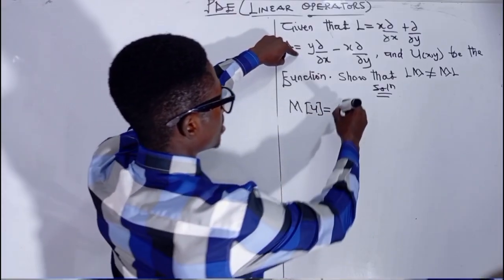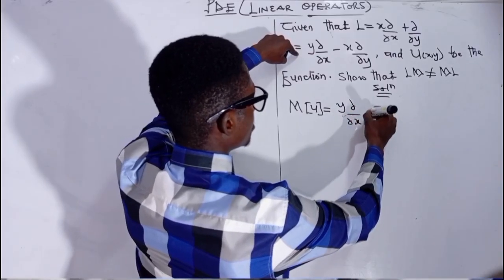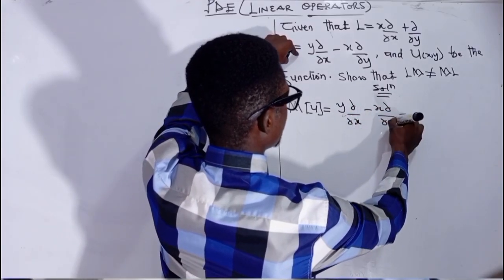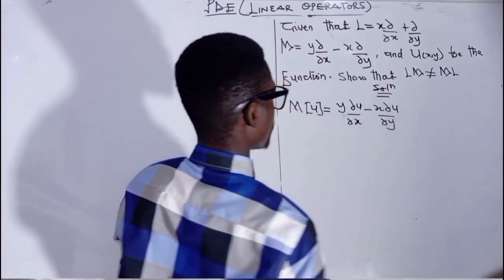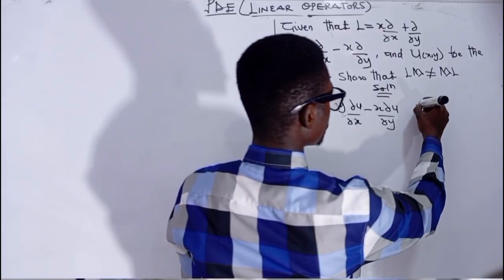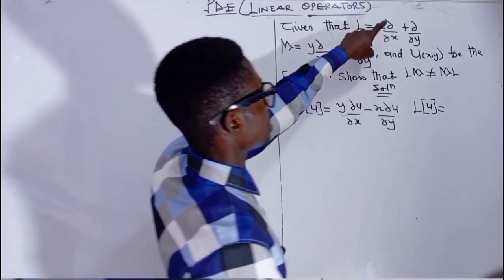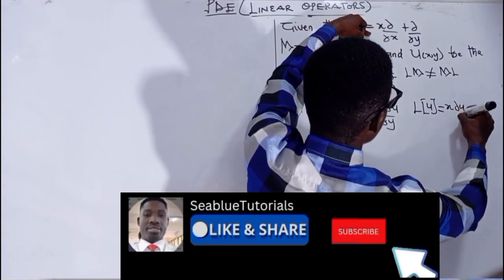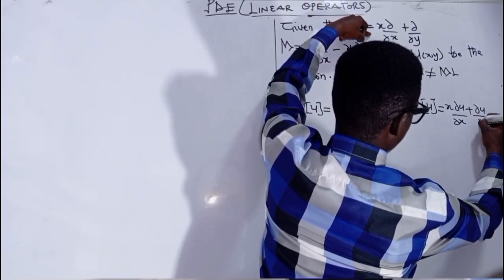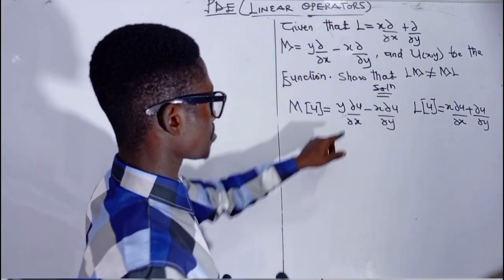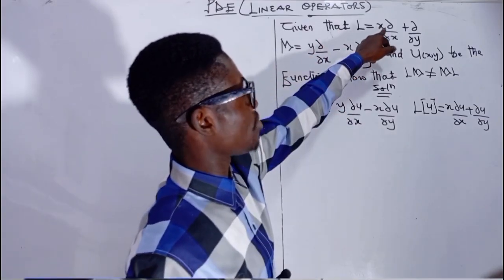Our M is what? y ∂/∂x minus x ∂/∂y. So operating it on u, we are going to just add our u to it, and then we are done. And then we find our Lu, operating L on the function u. So where is L? So this is L. So we have x ∂u/∂x plus ∂u/∂y. So from these two operators, you can see that we are having variable coefficients.